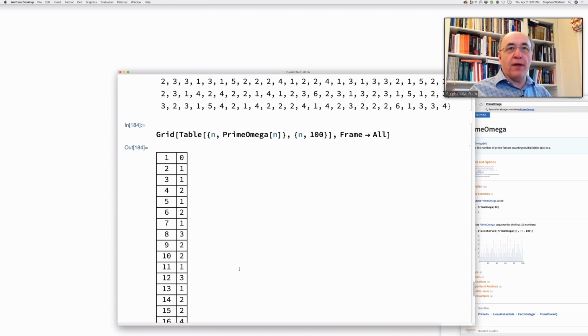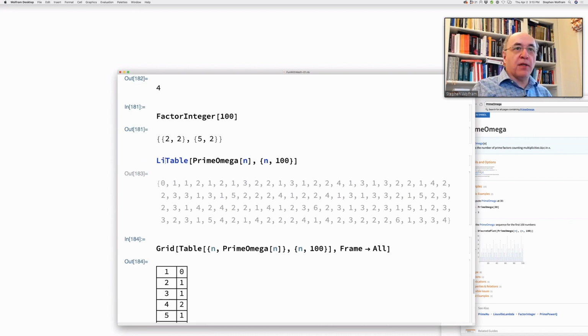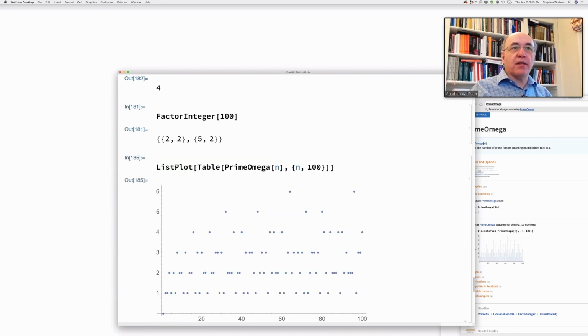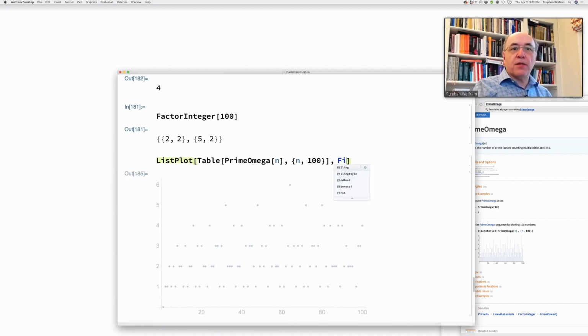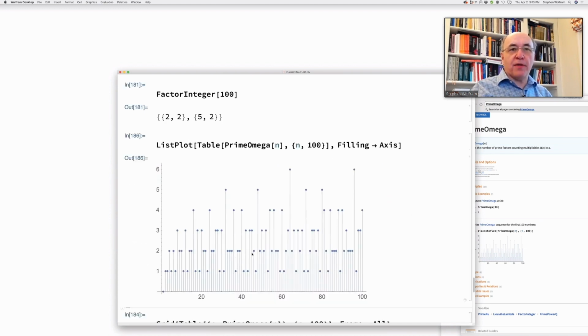So there are prime numbers where the number of things you have to multiply together is just 1. Let's make a plot here. This is showing how many primes you have to multiply together to get each number. The ones that are down here, those are the prime numbers.